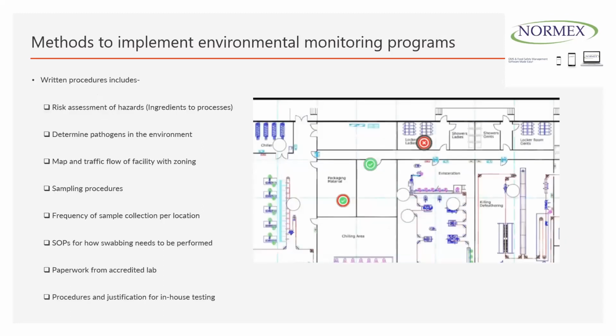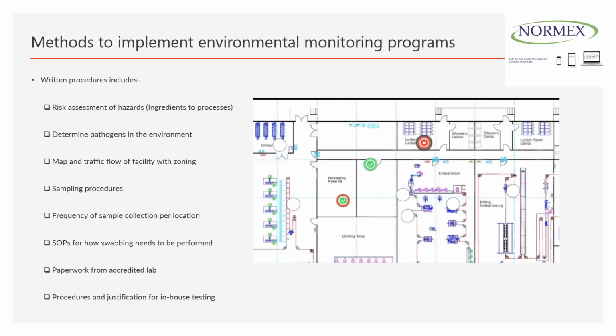So some other methods, elaborating on these methods, is doing a risk assessment analysis of the hazards, right from the ingredients to the processes. Are we using RTE ingredients? Are we using raw ingredients which are not going to be processed later? So determining the pathogens in the environment, if any, and a map and traffic flow of the facility with zonings.